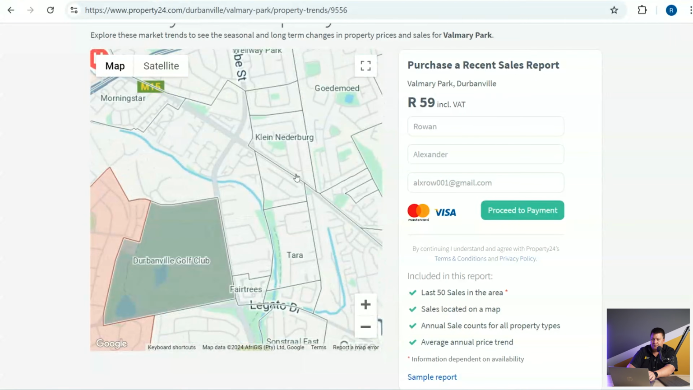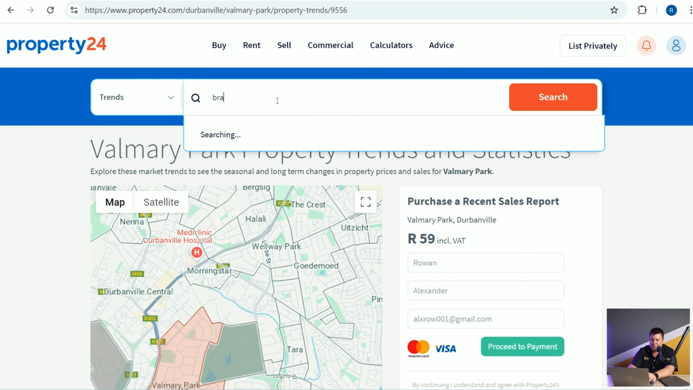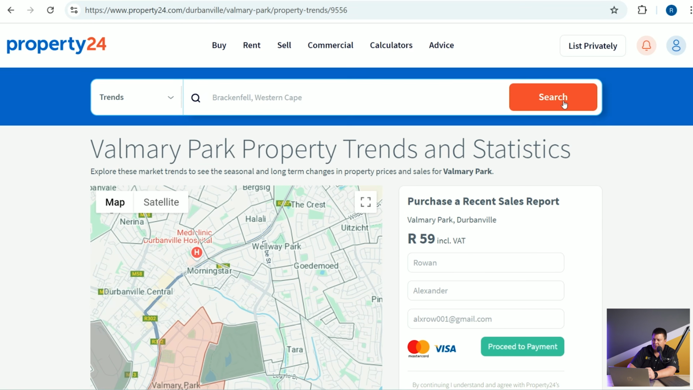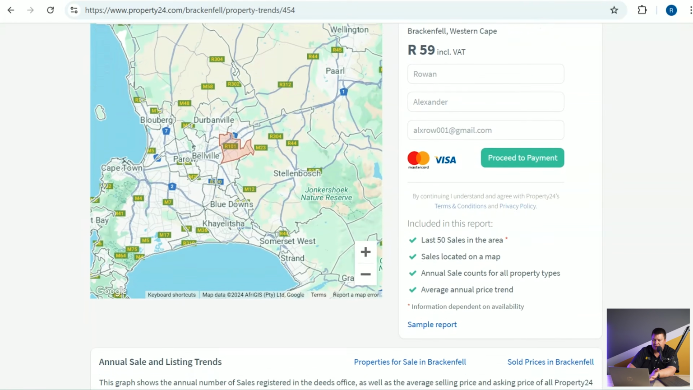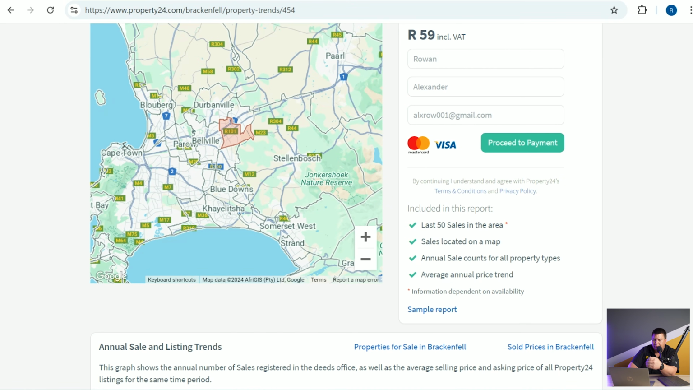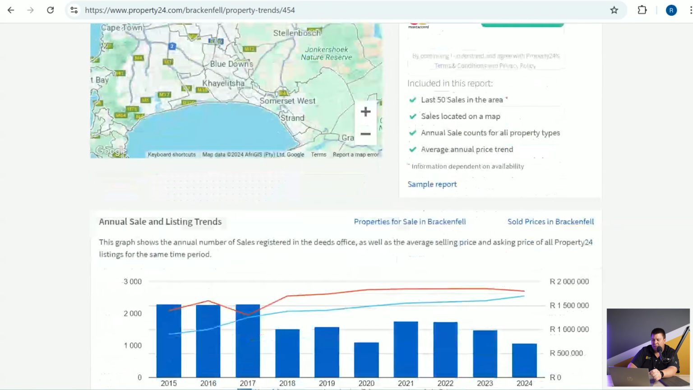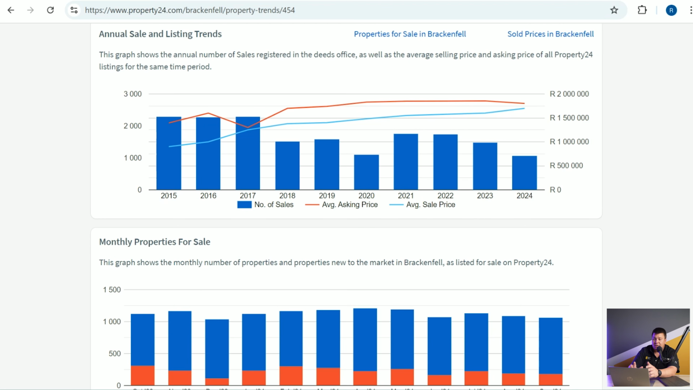What you can also do is go to the top and do a traditional search, whereby you select a suburb. I'm going to show you the Brackenfell way, and I can say search. And it will now show me all the statistics for the Brackenfell suburb. So whether I go by way of map search or using the search bar functionality at the top, this will always filter the data to be relevant to this particular suburb.